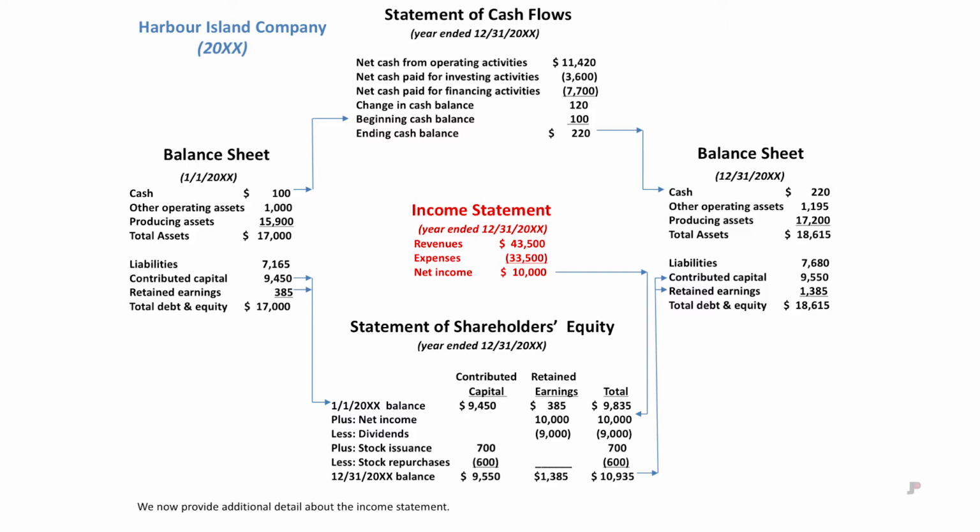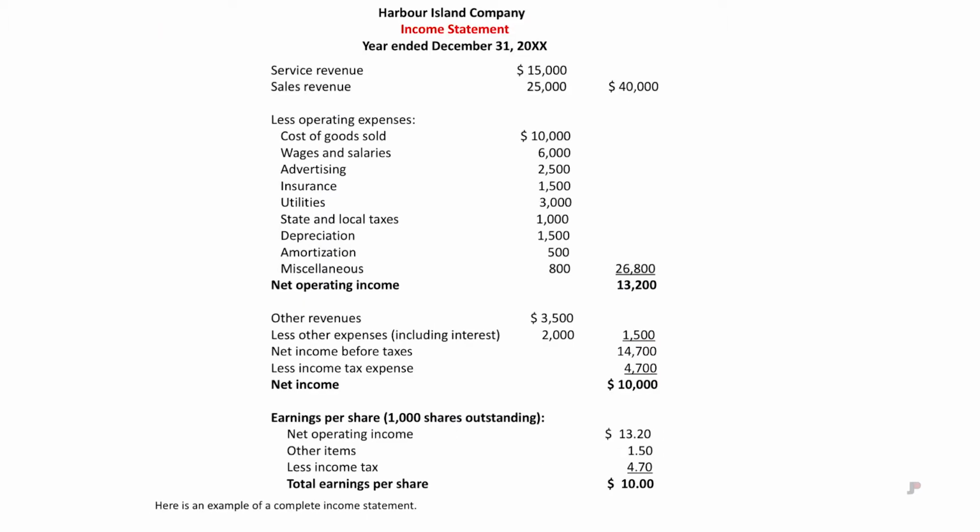We now provide additional detail about the income statement. Here's an example of a complete income statement. It provides a record of how well Harbor Island Company performed during the year ending December 31, 2000XX. It is comprised of two basic categories.